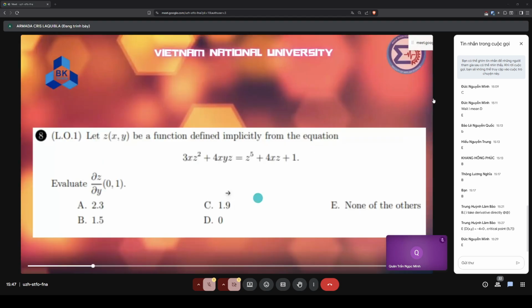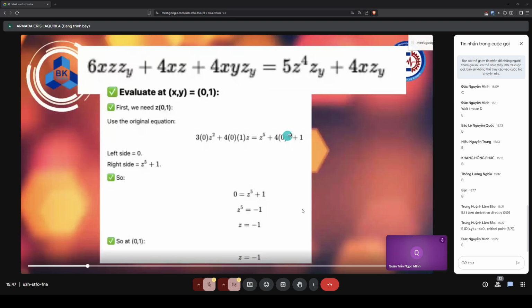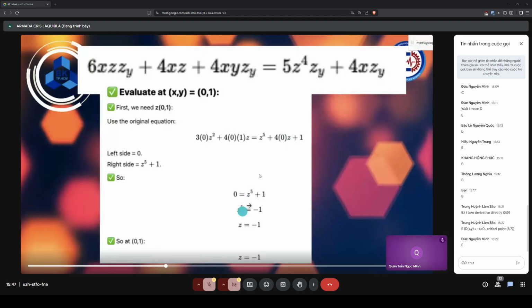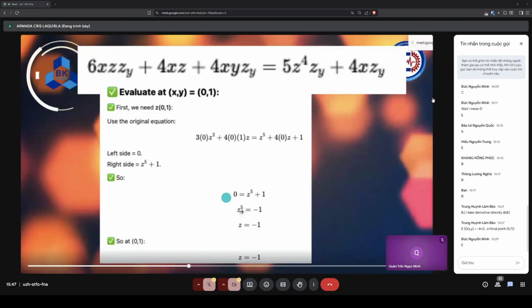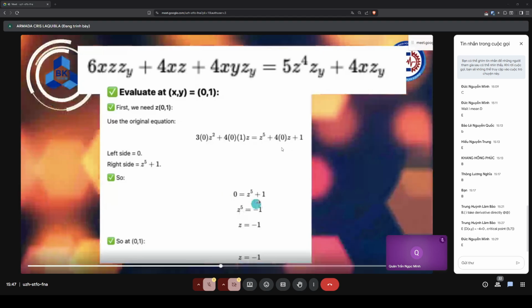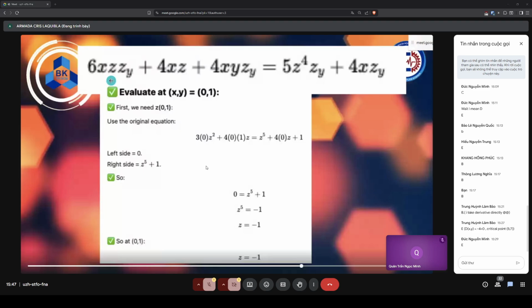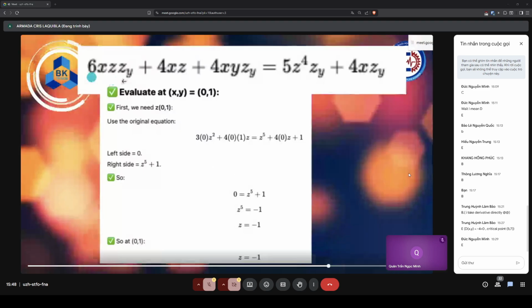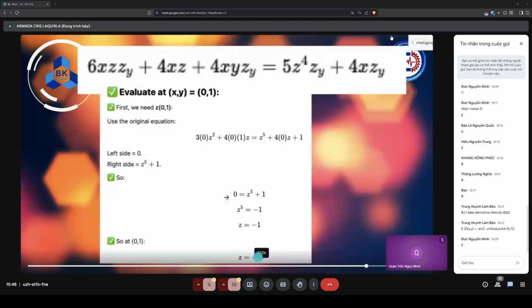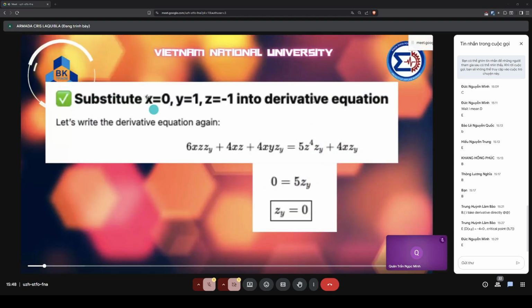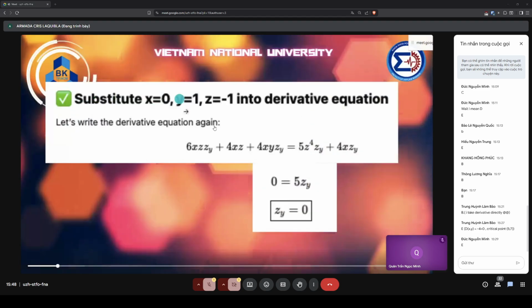And what will happen? This is now 0, 0, 0. So we have z to the fifth plus 1. Now transfer the 1 to the other side, it becomes negative 1. Take the fifth root of that. The fifth root of negative 1 is negative 1. So your z value is negative 1. But class, now substitute your 0, 1, and negative 1 here. Your x now is 0, your y is 1, and your z is negative 1.